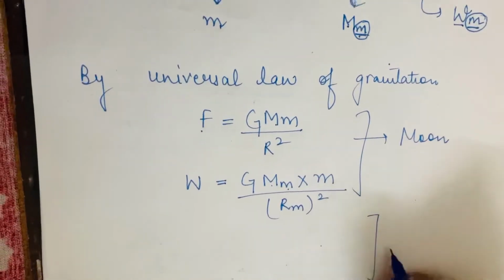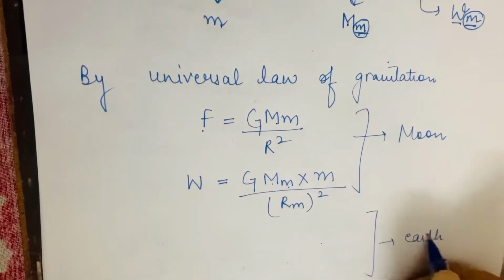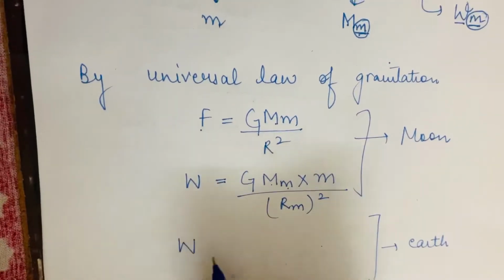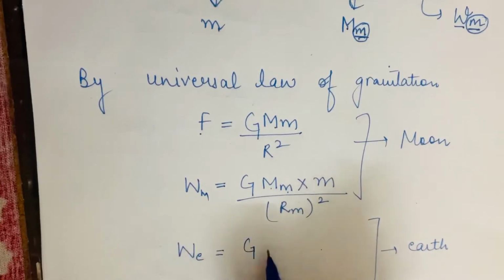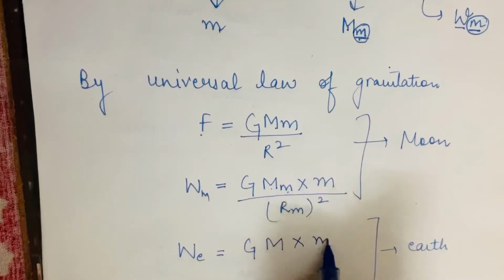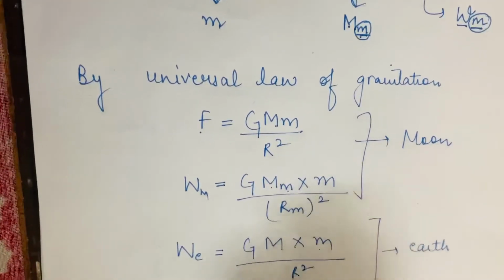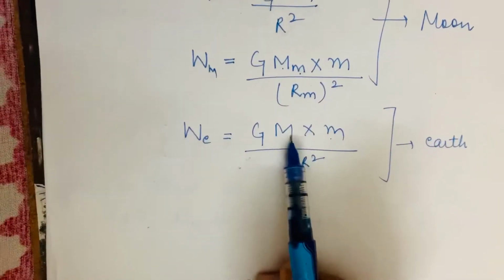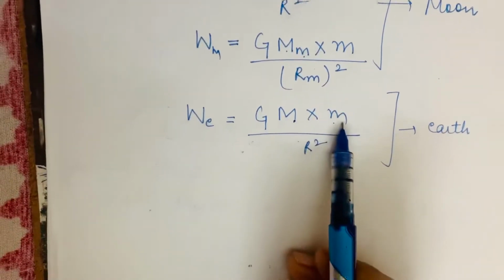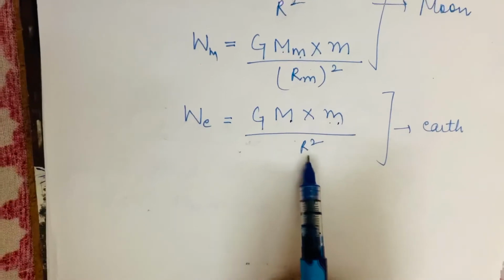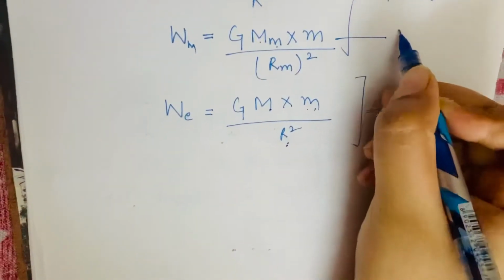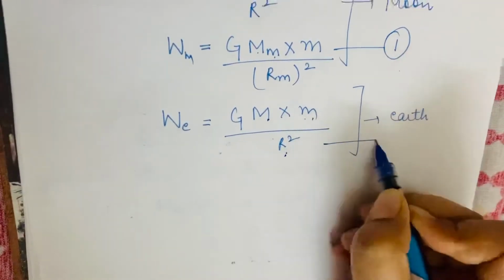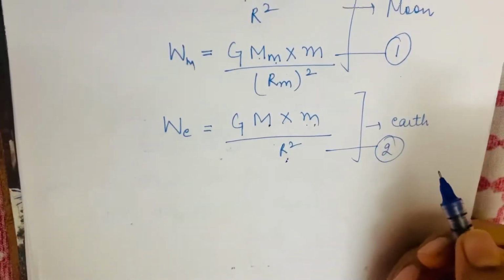Similarly, for the case of earth, I can write the formula like this. Here it is for moon, and for earth it will be like this: M into m upon r square. For earth I have taken only capital M, and the mass of the other object is m, and the radius of that earth is r. So these are two values I have, that is the first equation and this one is the second equation.